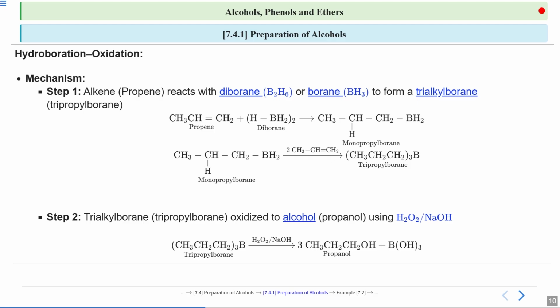So this is how you can prepare alcohol by the hydroboration oxidation reaction of alkenes. And this is an indirect method of hydration of alkenes because it occurs in 2 different steps, hydroboration and oxidation.